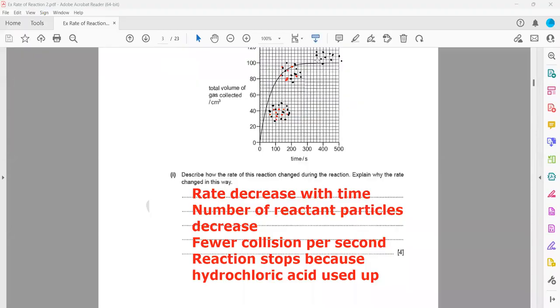So for these types of questions, they give you a graph and they ask you to explain. So you will always explain in this manner. Don't say rate of reaction increases. If you say rate of reaction increases with time, that is totally wrong. Rate of reaction is only maximum in the beginning and it decreases with time.